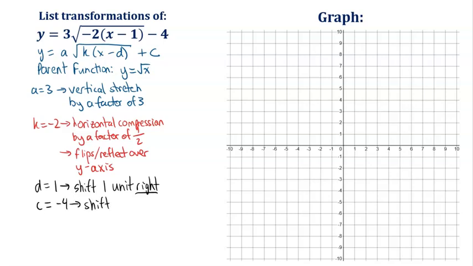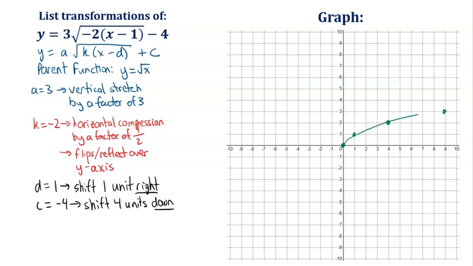The c value is -4, which means it's going to shift 4 units down. And those are the transformations for that parent function. Let's now apply those to the graph. What we have on the right is we're going to start by graphing the parent function. The parent function has those key points.